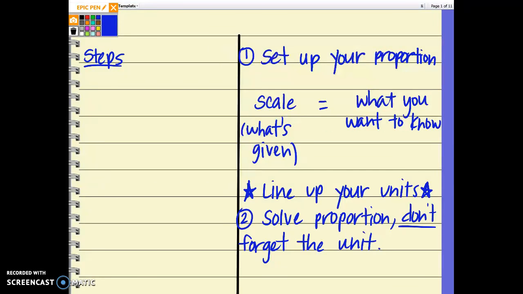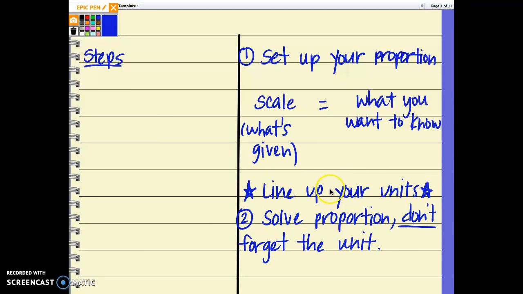Alright, so your steps for solving these scaled drawings would be this. First, set up your proportion. On one side you'd put your scale. For instance, they may say 1 inch equals 5 miles. That would go on one side. On the other side of the equal sign, you would have what you want to know. This will make more sense to you in a minute when we start looking at examples.